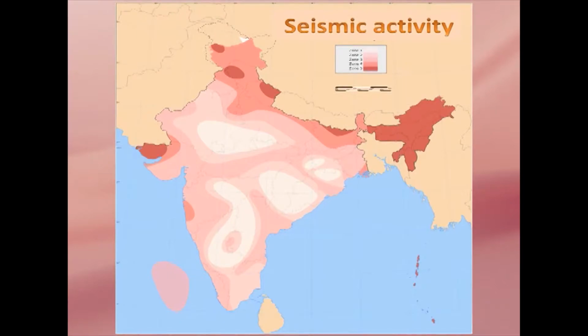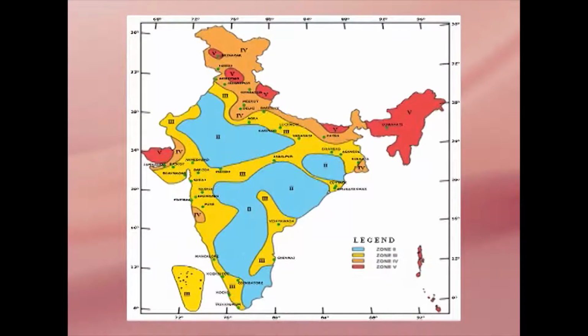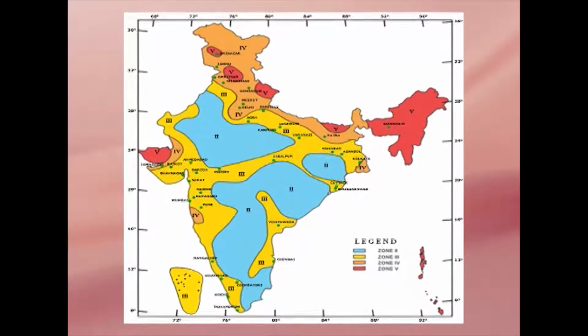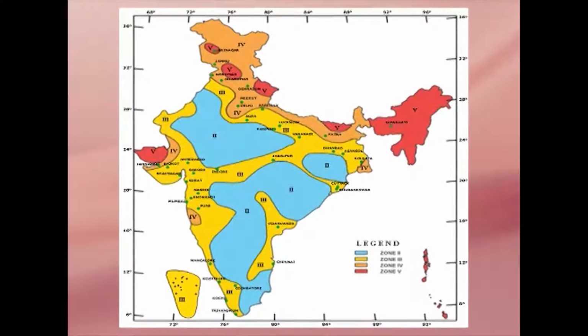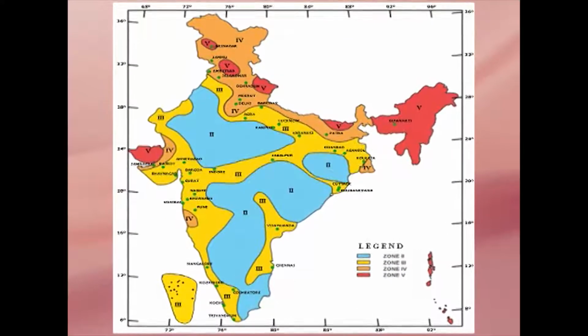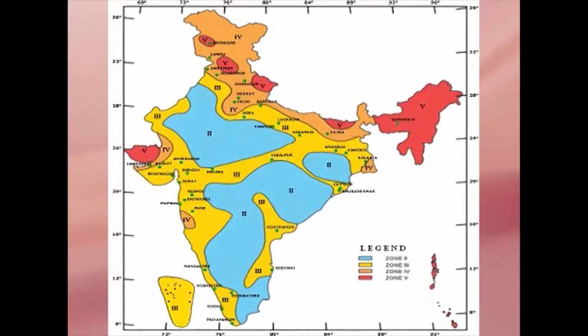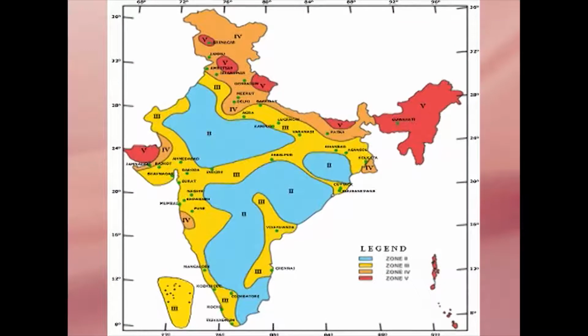The Indian standards provided the first seismic zone map in 1962, which was later revised in 1967 and again in 1970. The map has been revised again in 2002 and it now has only 4 seismic zones: 2, 3, 4, and 5. Zone 2, least active seismic zone. Zone 3, moderate seismic zone. Zone 4, high seismic zone. Zone 5, highest seismic zone.